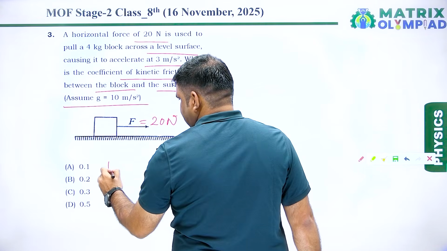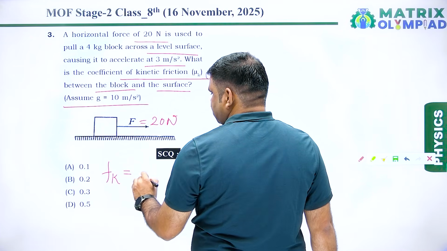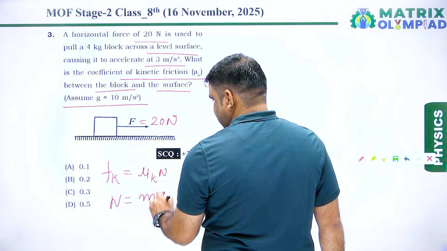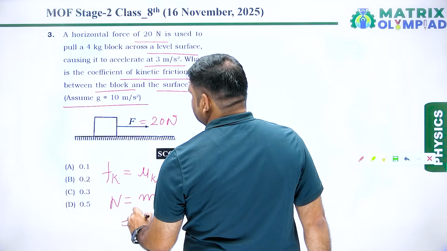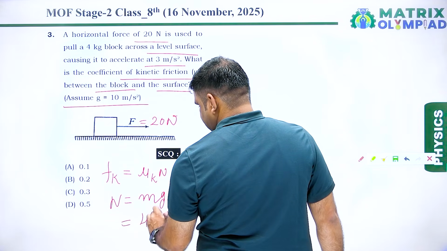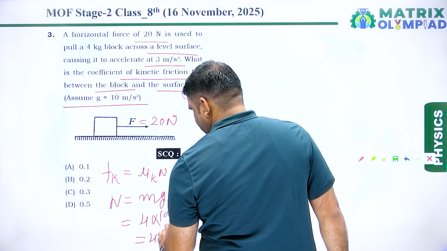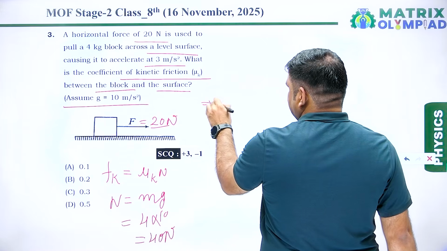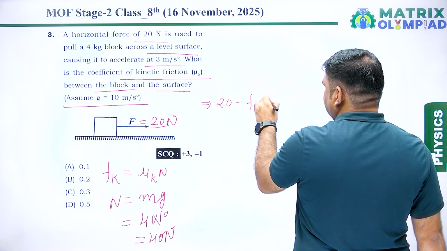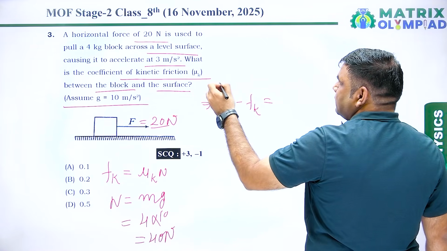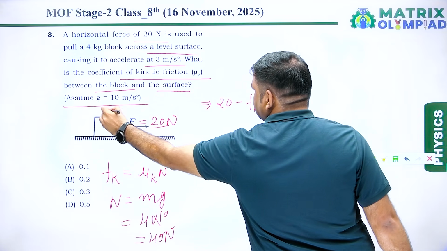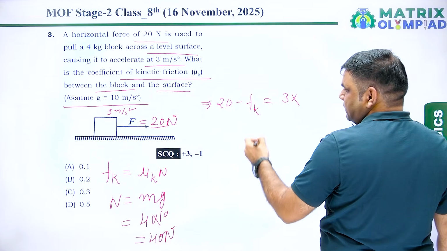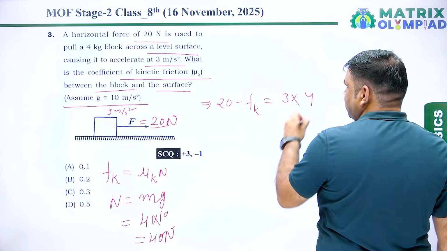First we know that the kinetic friction force is mu k N. So N is what? mg. m is 4 kg and g is 10, so 40 Newton. In this situation, the net force is 20 Newton minus the frictional force, equal to mass times acceleration, since the object is moving with 3 meter per second square. So 3 into the mass of the object, which is 4.